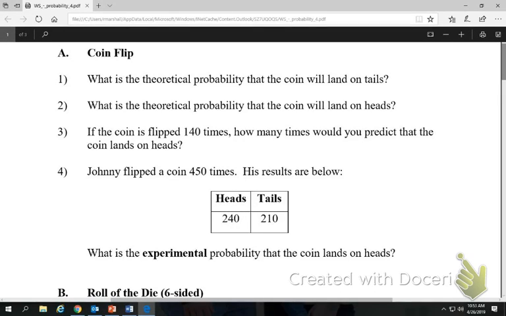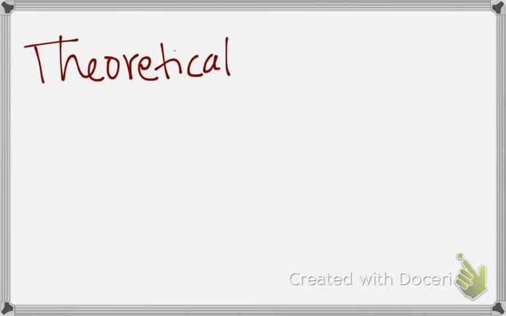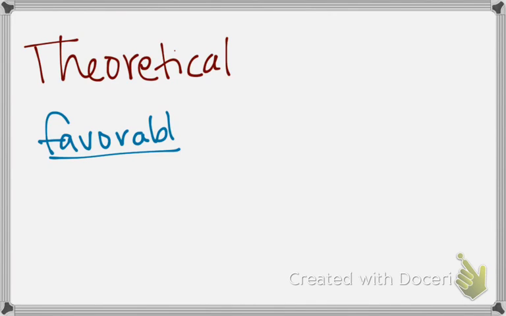All right, so we're going to start with, we are going to do this in 2 seconds. We're going to review the two formulas. We had theoretical probability. What did that fraction look like? Yeah, favorable outcomes over the total outcomes.